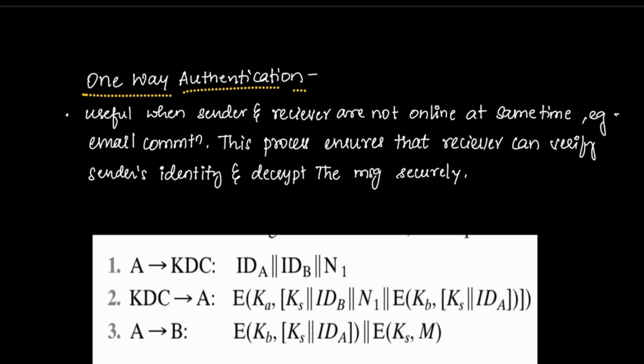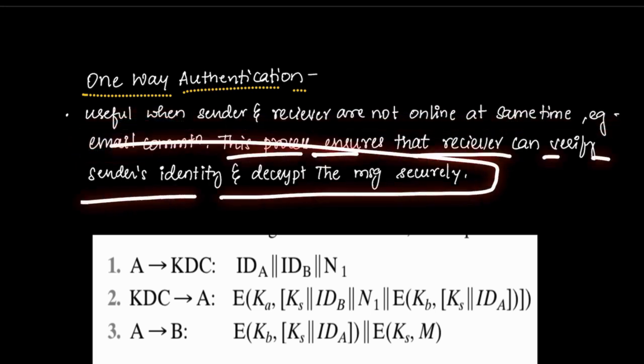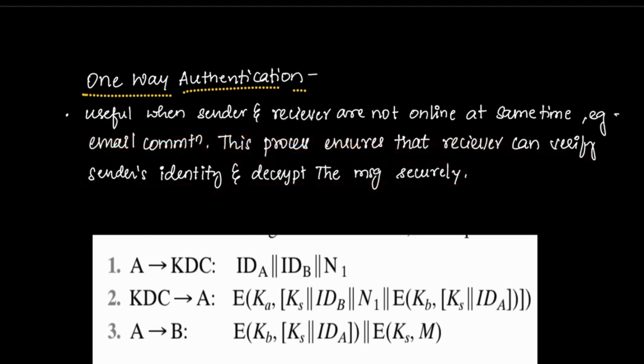Next we have one-way authentication. This is useful when sender and receiver are not online at the same time, for example, email communication. This process will ensure that the receiver can verify the sender's identity and decrypt the message securely. Anytime it can decrypt and ensure the authenticity.